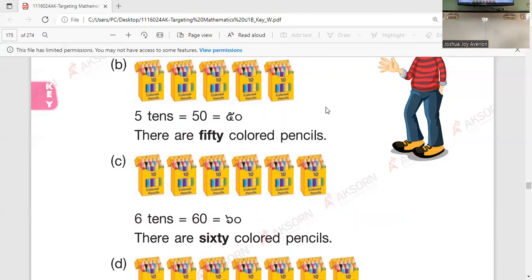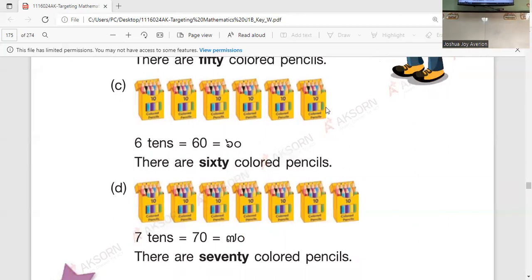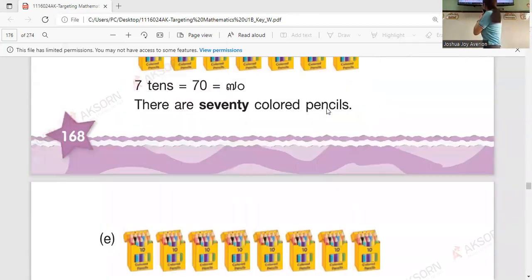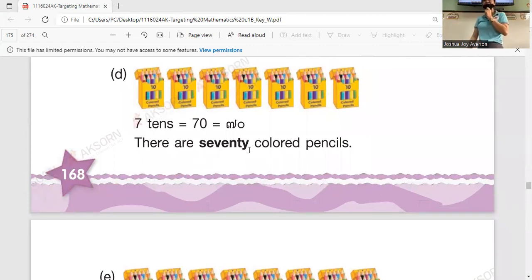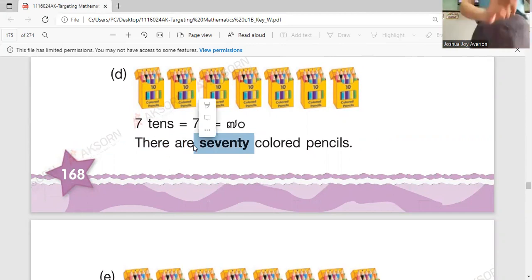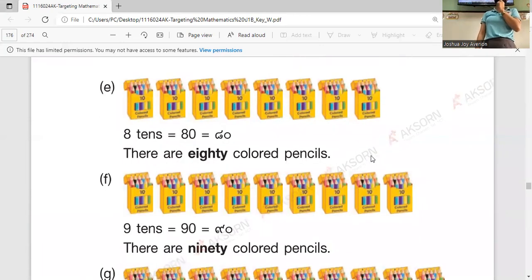Next, how many tens do we have? Everybody, let's count. 1, 2, 3, 4, 5, 6, 7 tens. Very good. If we have 7 tens, it is equal to 70. What is that in Thai? Can you spell 70? S-E-V-E-N-T-Y. 70. Remember the numbers 1 to 10. You're just going to add T-Y.